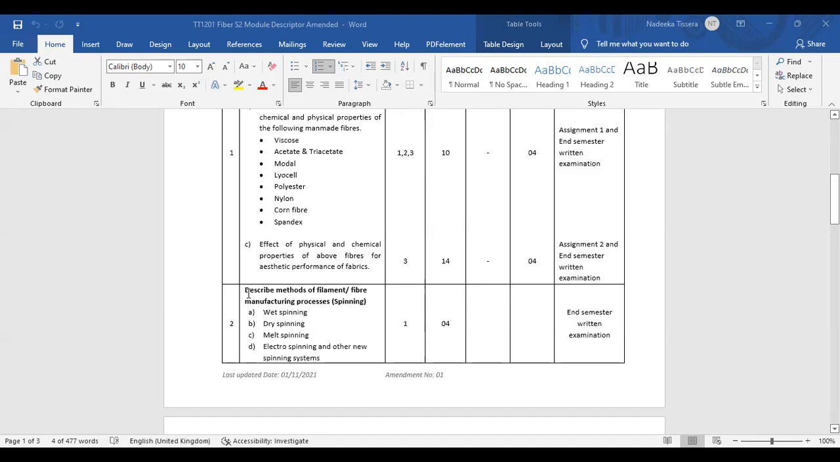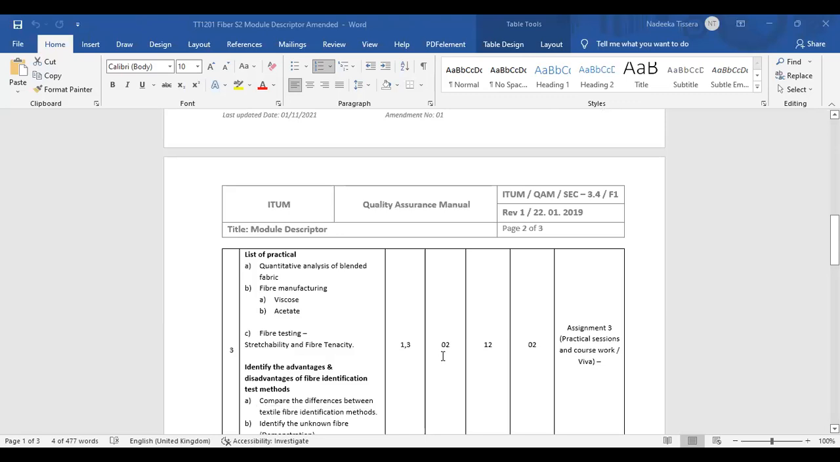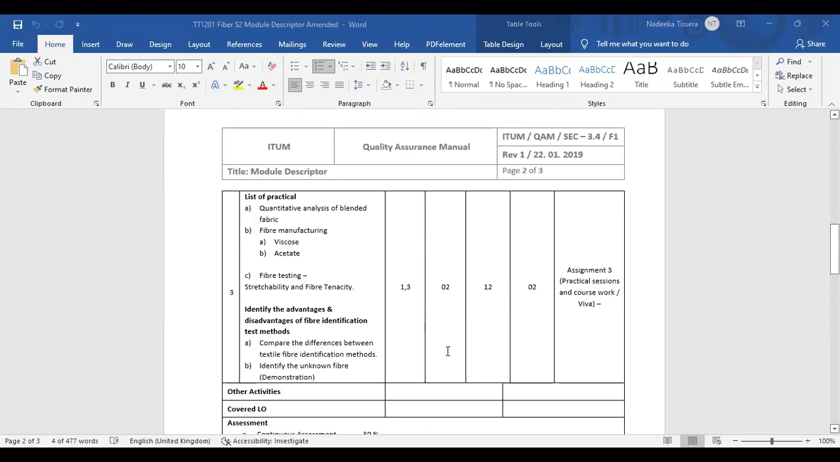And then in the second subsection, we are going to describe methods of filament or fiber manufacturing, or spinning. When it comes to man-made spinning processes, it could be wet spinning, dry spinning, melt spinning, electrospinning or other spinning systems. We are going to describe these spinning processes. Under this subsection, the first learning outcome would be covered, and we are going to allocate 4 hours for it.